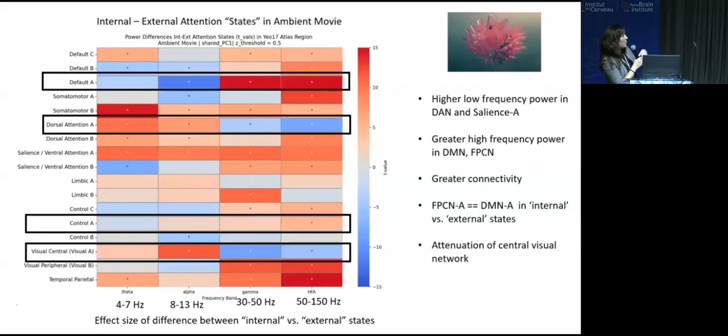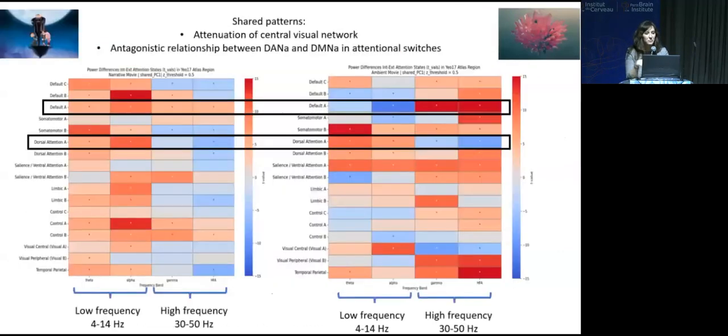Greater power in the default mode network A, less in dorsal attention, and we see these patterns of greater connectivity between the frontoparietal control network and the default mode network A that we would have expected. So this was basically all very careful, and we think that this is very promising. So there are similarities between these movies, but differences in key ways that matter for creativity.